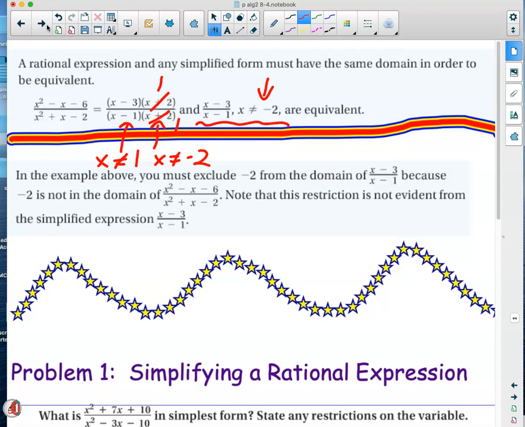Because when we were building this, we had to break it down a little bit. And what you can't see is that negative 2 can't go into this anymore. So in the example above, you have to exclude negative 2 from the domain because negative 2 was not in the domain of the original problem. What the author wanted when they wrote the problem, the author's intent. Note that this restriction is not evident if somebody just looks at your answer. They're not going to know that. They're going to think, what are they talking about? Don't use a negative 2. Negative 2 would work in there, but not in the original. So we have to be careful with those domains.